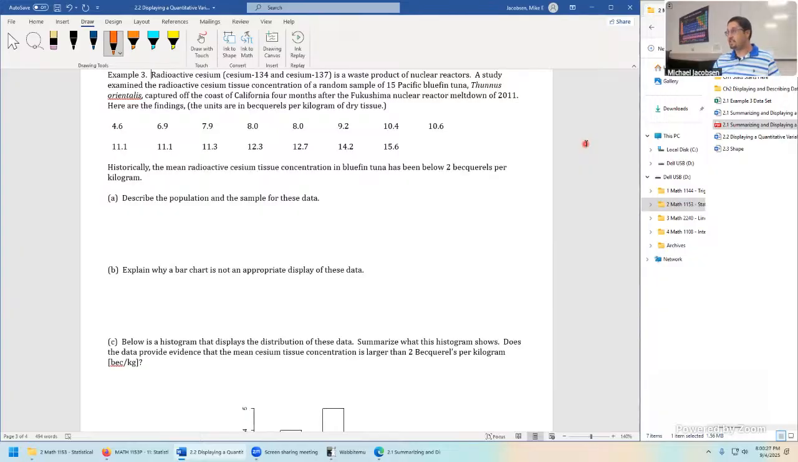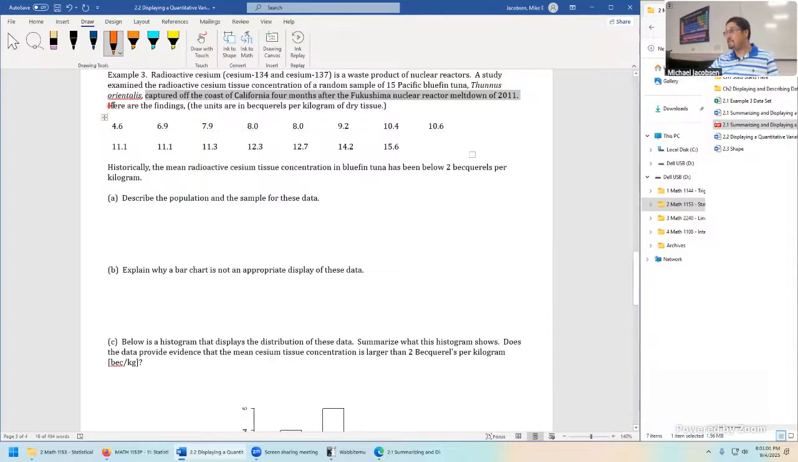So here's the context. First, a little bit of physics. Radioactive cesium, these two isotopes specifically, is a waste product of nuclear reactors. Now, a study examined the radioactive cesium tissue concentration of a random sample of 15 Pacific bluefin tuna. They give us a scientific name, that's kind of nice. These were captured off the coast of California 4 months after the Fukushima nuclear reactor meltdown of 2011.